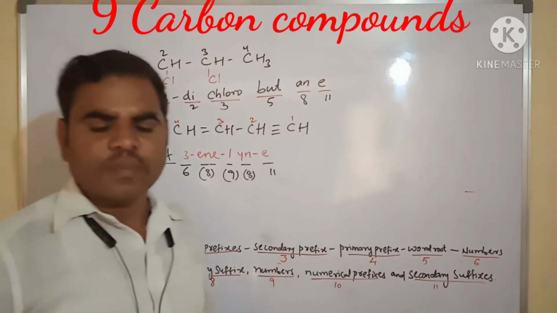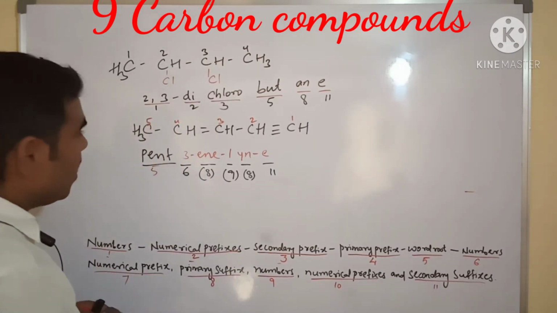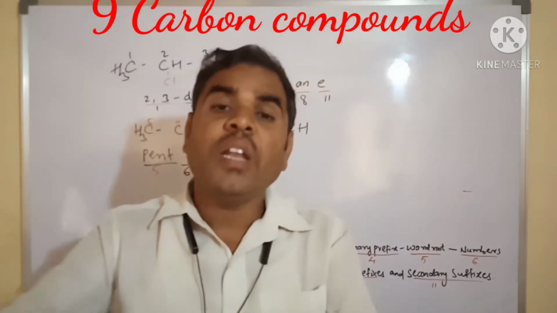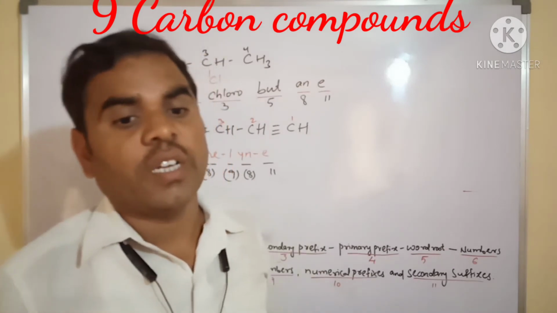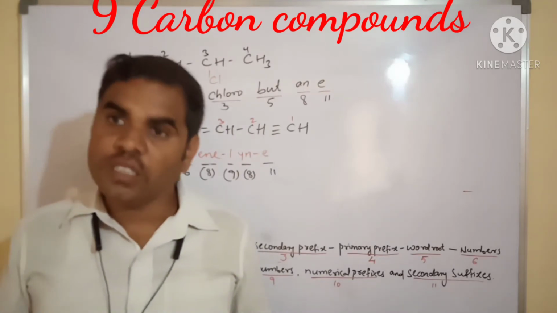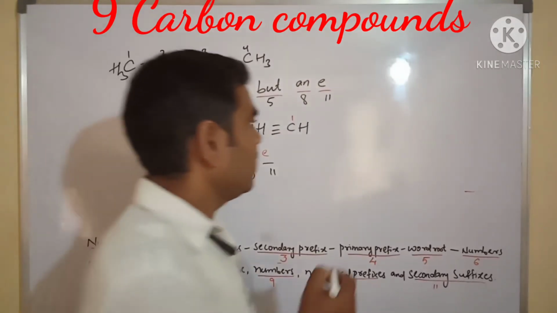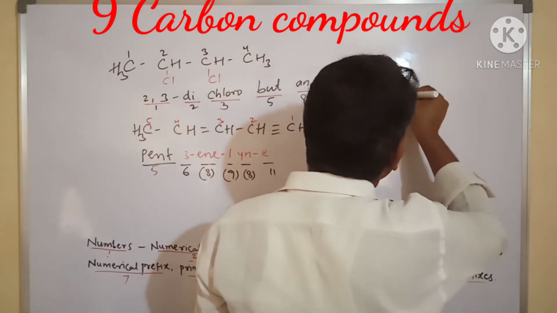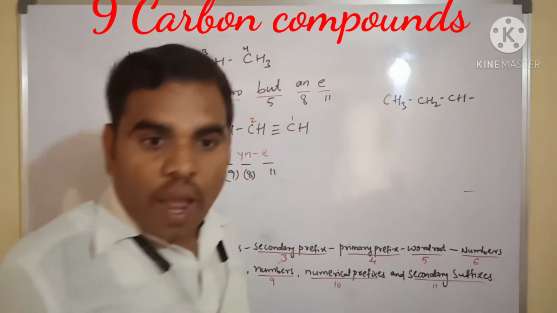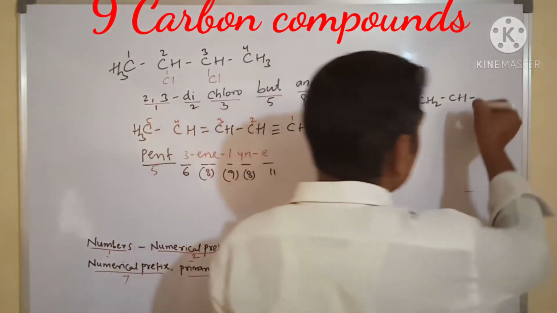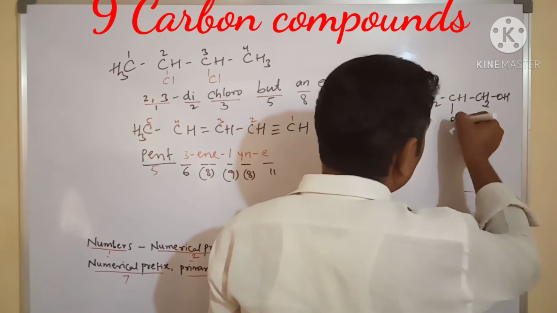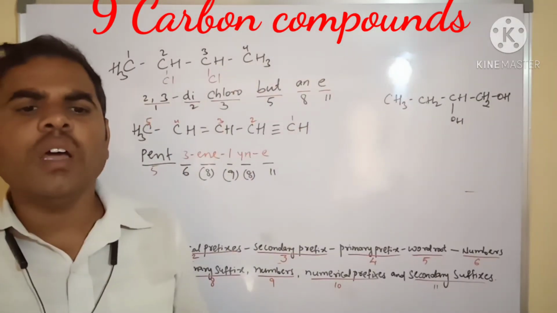Is this clear? Now next we have to see another examples also. See, if you learn the number of examples, it will be understood. Next we have to take the CH3, CH2, CH, CH2. C means butane. CH3, CH2, CH and CH2OH. Here also OH. We have to give the numbers.